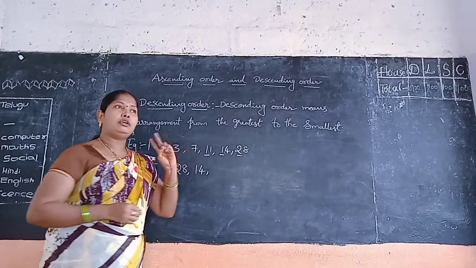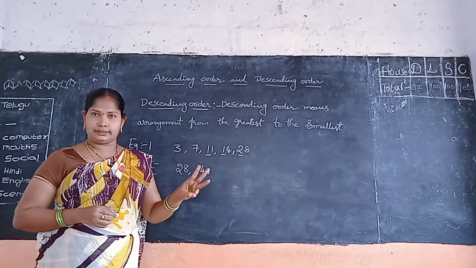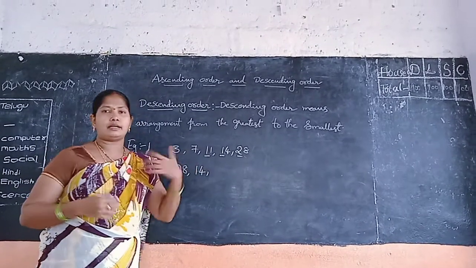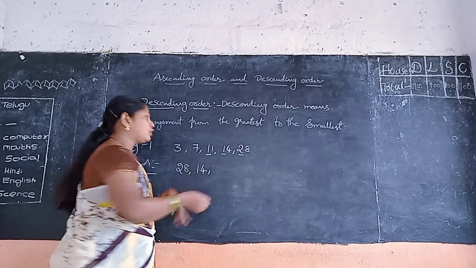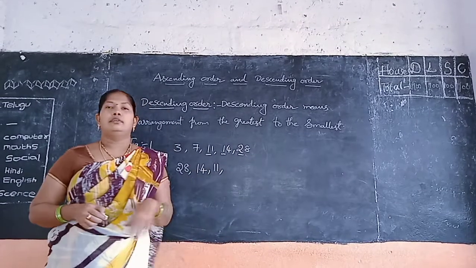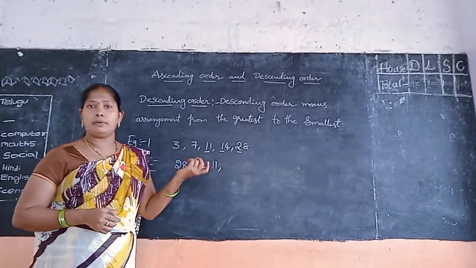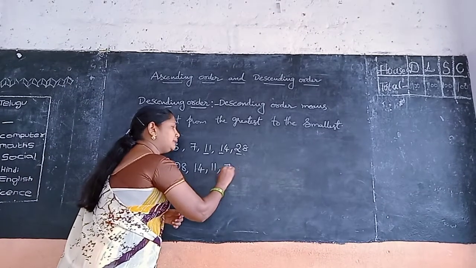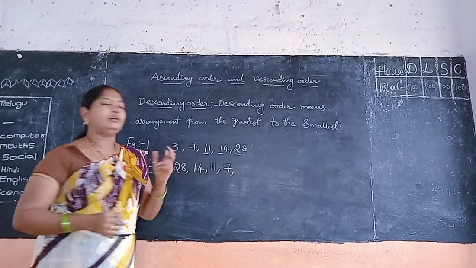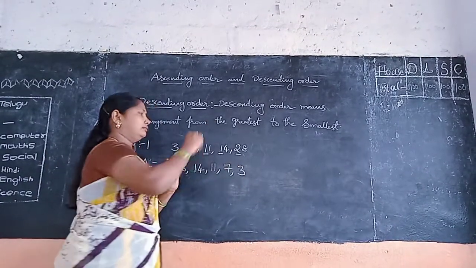Next one. Only 3 digits are there in 2-digit numbers. 2 numbers are completed, so automatically you take the third one, which is 11. Okay, next 3 and 7 are there. Which one is the biggest number? Okay, 7 is the biggest number. Then after that, the last one is 3.